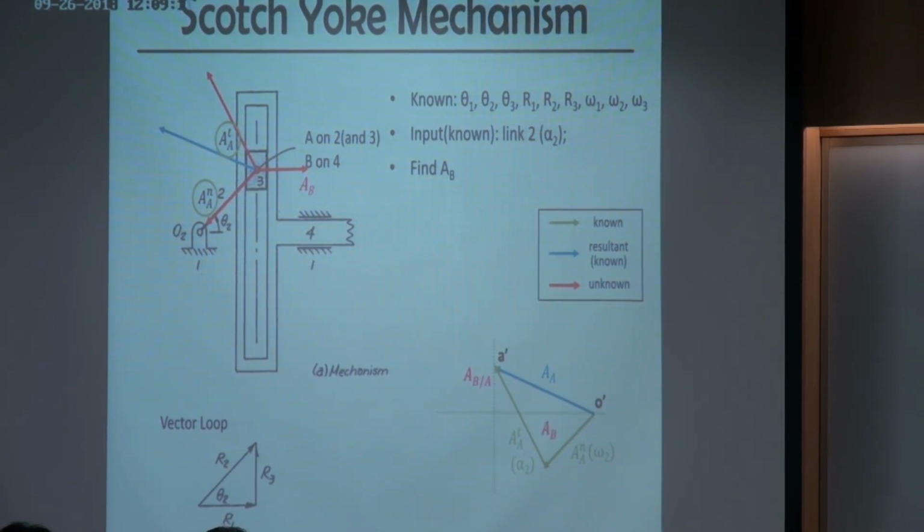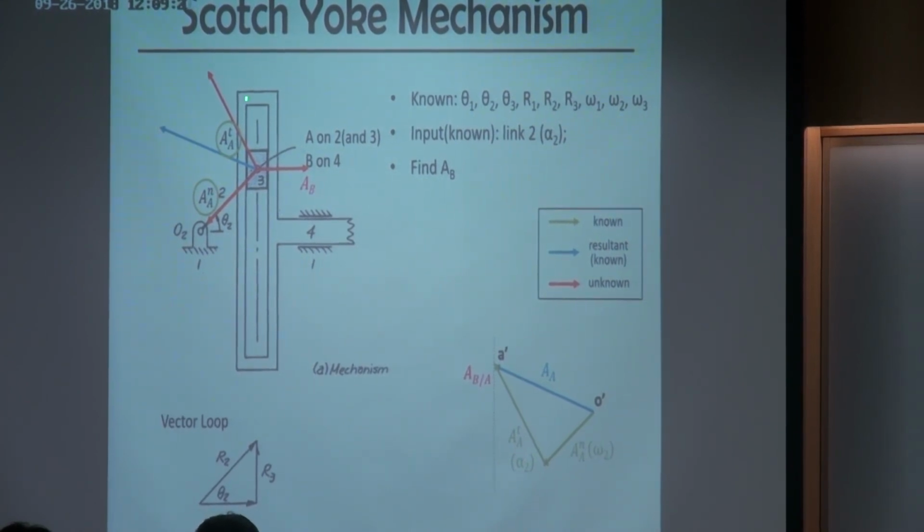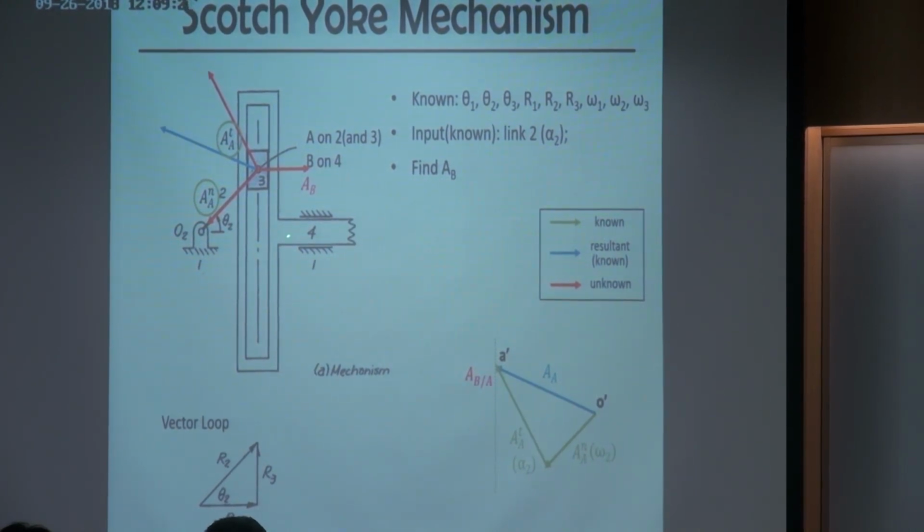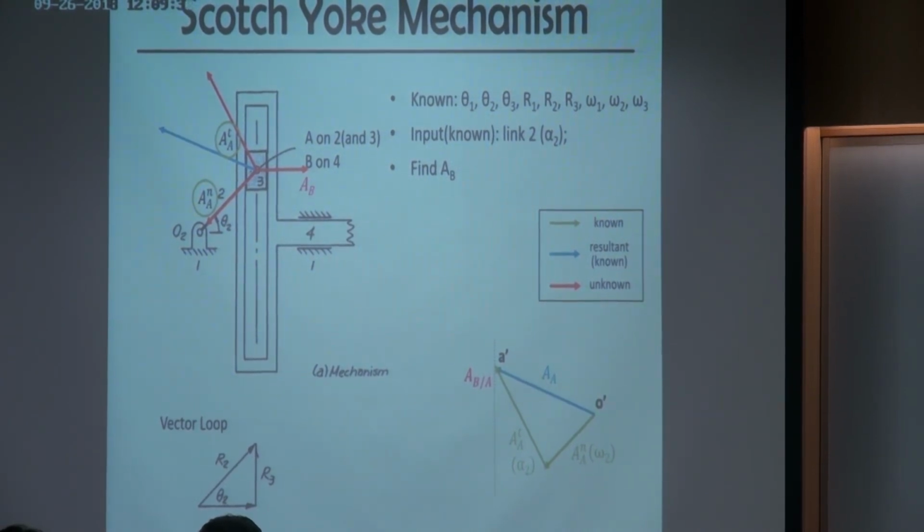So we know ABA, and we also try to find AB, the acceleration of this one. As we mentioned previously, because B is on link 4, and link 4 is only sliding in the horizontal line, the only chance for AB to have something is that it must be in the horizontal direction. It may be 0, but if we have something, it must be in the horizontal direction.